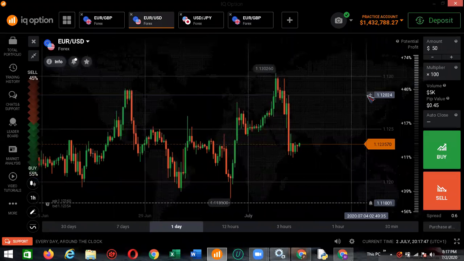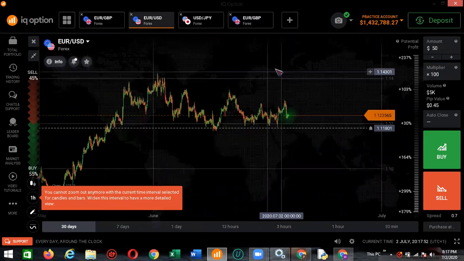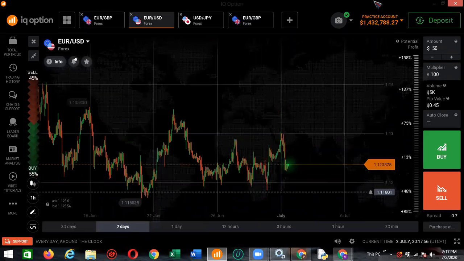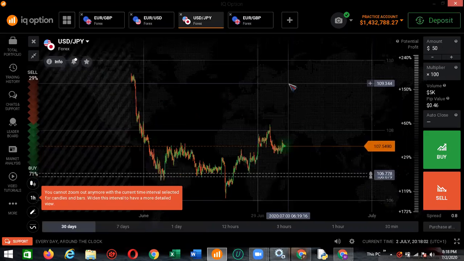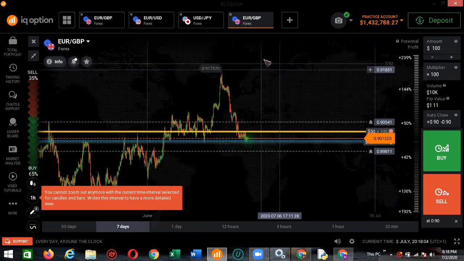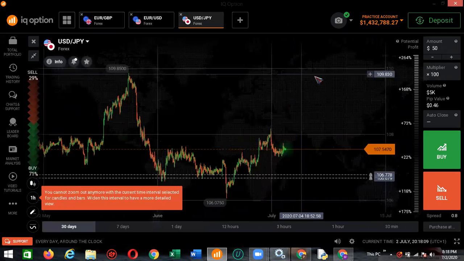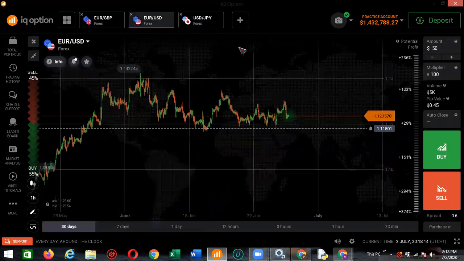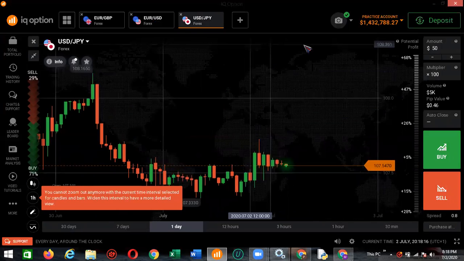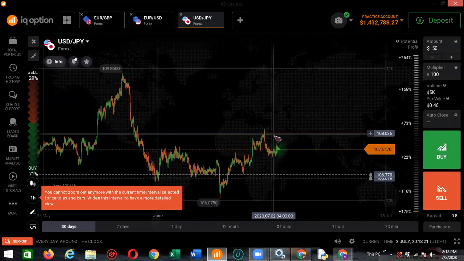So let's also check this one out too. Let's go to the app here. This is USD. I want to draw the support and resistance for this one now. Okay, let me check the one that has reached this level. Looking at this USDJPY, this is an uptrend.